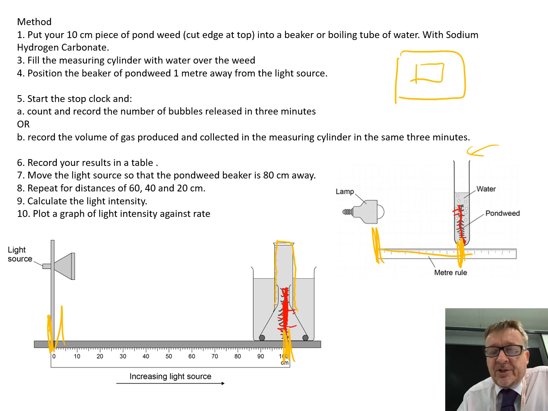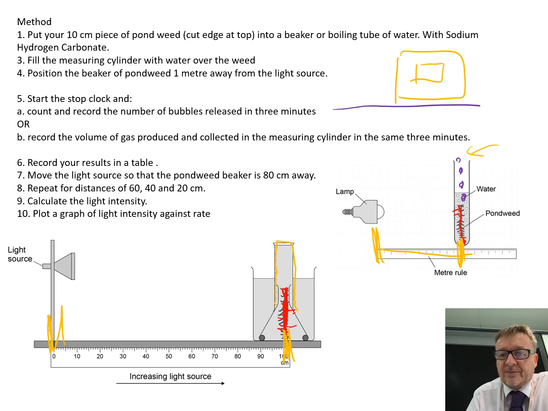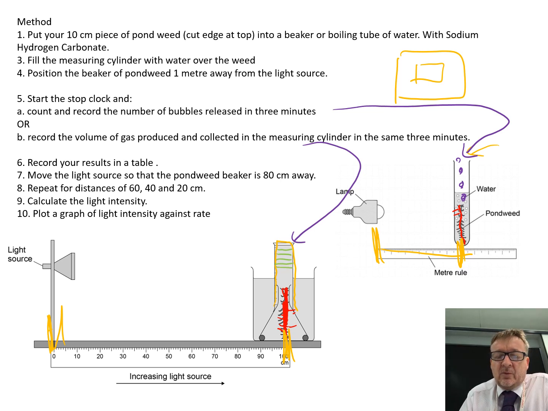There's two ways in which you can then count what is going on. Number one is count and record the number of bubbles released in 3 minutes. So from this little one here, they're coming out of the water, and you count the bubbles coming out of the end of the pondweed. The second one, B, record the volume of gas collected in the measuring cylinder. That is this one. And what you should see, theoretically, is this filling up with gas. Whichever way you're doing it, you're going to adapt it to your results table. Record your results in a table.